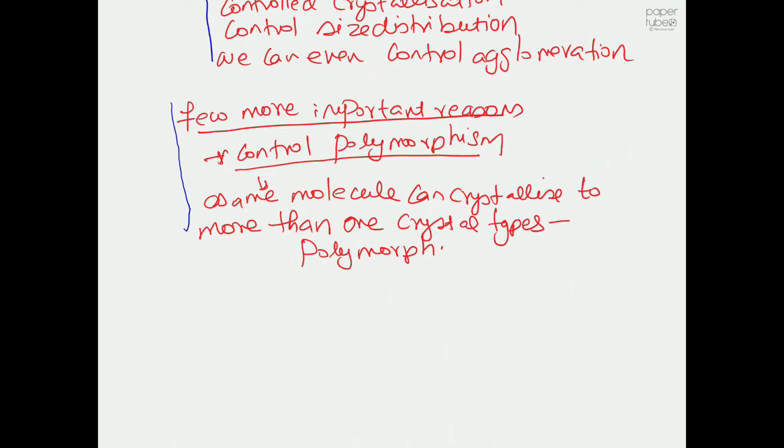One main important reason is controlling polymorphism. So what is meant by polymorphism? Polymorphism is something like this: a few molecules can crystallize, but they can crystallize into more than one crystal structure. Imagine you have a molecule, it can crystallize into more than one crystal type. We call them polymorphs.